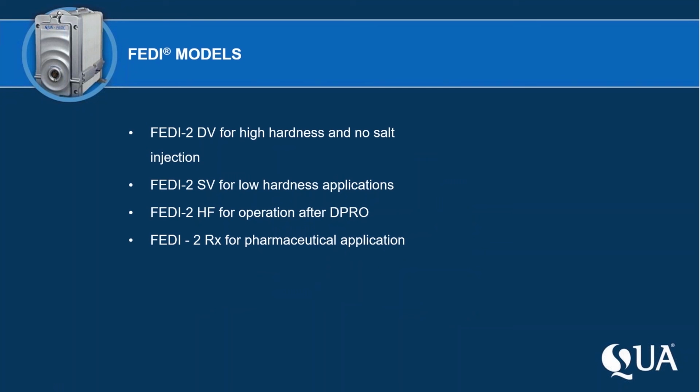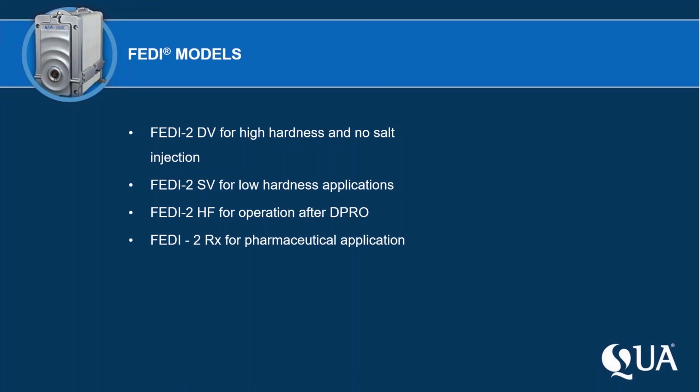So some of the Fedi models: you'll see a Fedi 2 dual voltage for high hardness, which does not require any type of salt injection. We can take up to 3 ppm of hardness. Now I have some specs we'll show. We have the Fedi 2 single voltage. This is simply for lower hardness applications. Perhaps your RO is running on a softened feed, or you're using higher reject membranes, so your calcium or hardness in your RO design is low enough. We can run it as a single voltage.